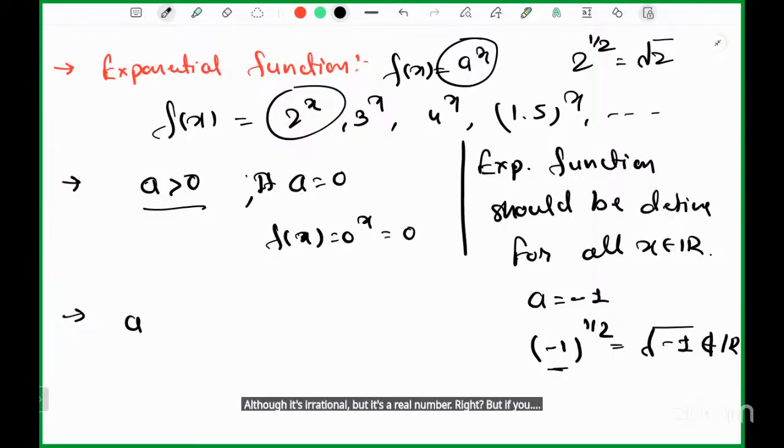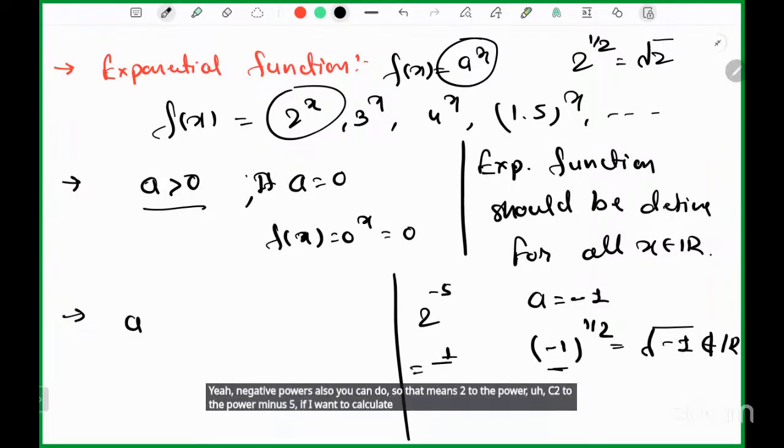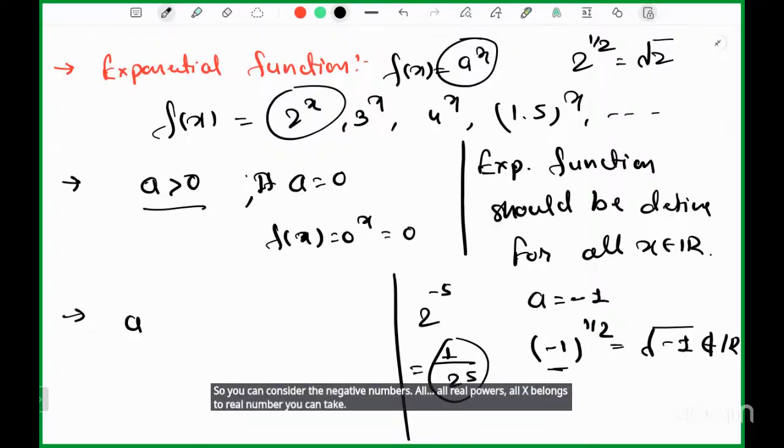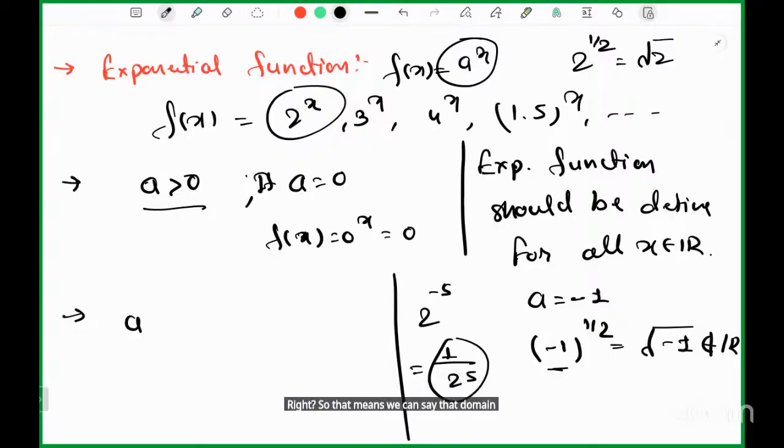And negative powers? Yes, negative powers you can also do. If I want to calculate 2 to the power minus 5, it's nothing but 1 by 2 to the power 5. It's again a real number. So you can consider negative numbers, all real powers; all x belonging to the real numbers you can take. So that means we can say the domain is the whole set of real numbers.